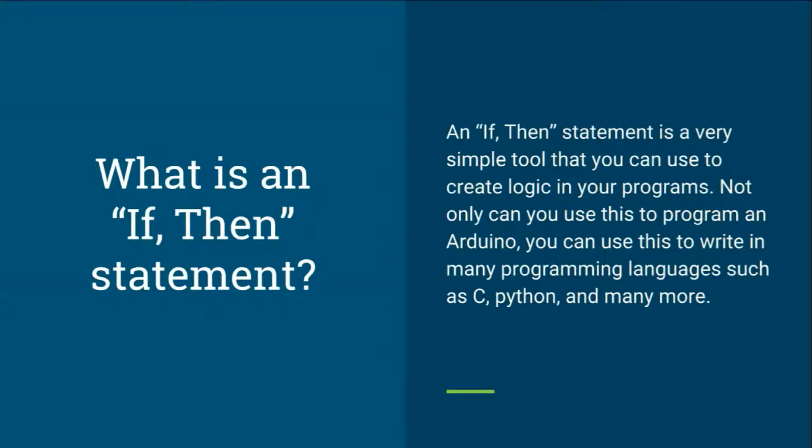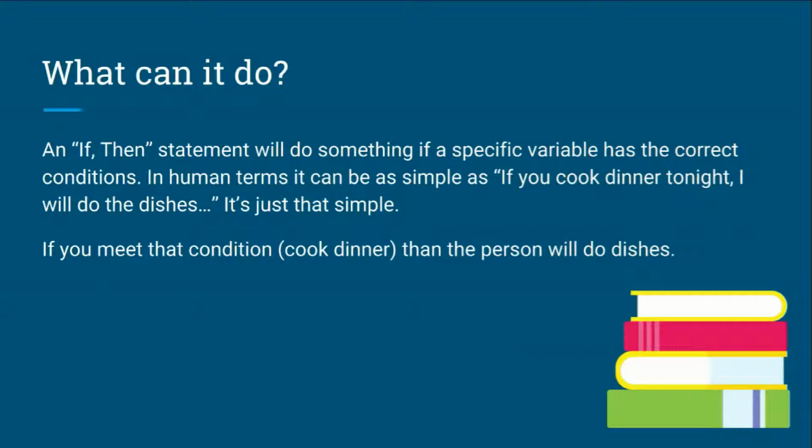An if-then statement is a very simple tool that you can use to add logic to your programs. It's super easy to use with an Arduino, and it can do a lot of things. Like I said earlier, it can be applied to other programming languages. Basically, it can do anything that you need it to. If there's a pin that you need to read, you can make it read that pin. In real life, this is kind of what you'd look for: if you cook dinner, then a person will do the dishes for you. If you meet that condition, cook dinner, then the person will do dishes for you.